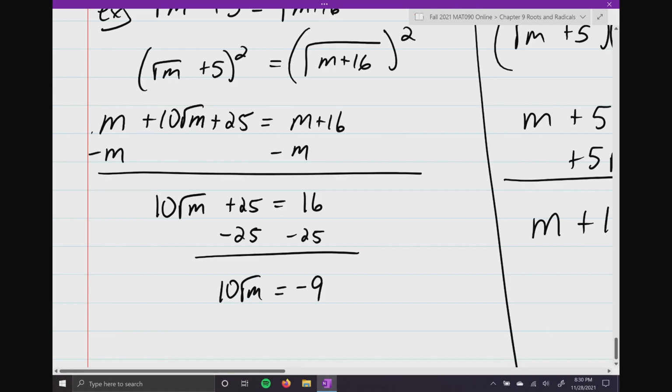And from here, I'm just going to stop. And the reason why I'm stopping is right here. I'll highlight it. You got a radical, and we know radicals cannot equal negative numbers. So we stop, and we write no solution.